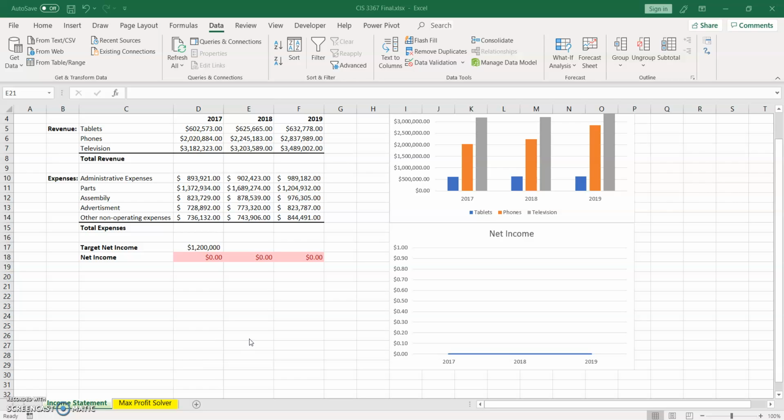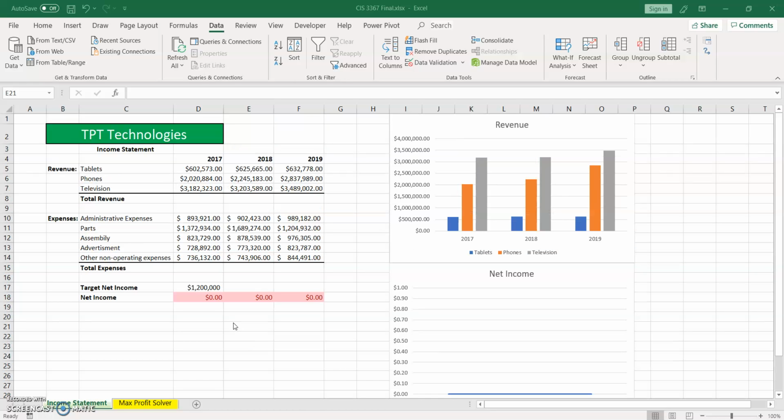Hello everyone. This is my final project for CIS 3367, and I wanted to see how Excel can be applied to an income statement.